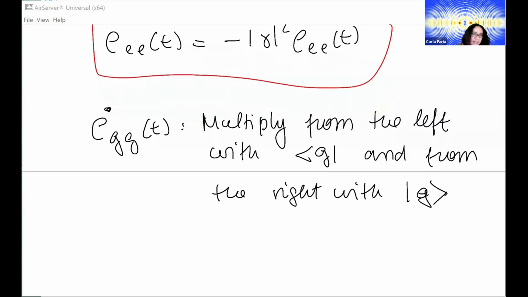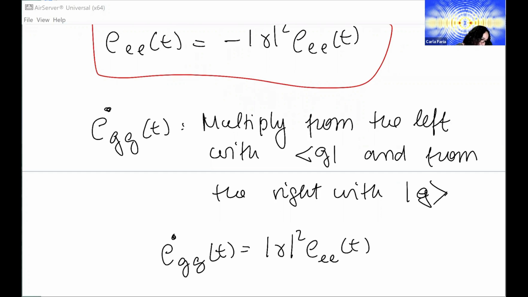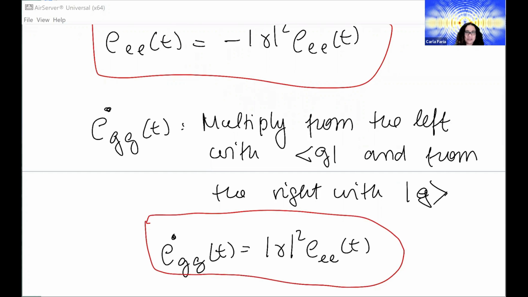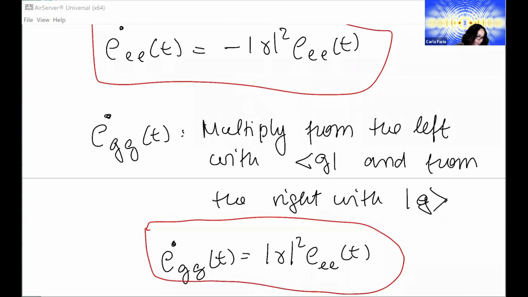And you do this on the right-hand side. On the left-hand side, I'm not going to repeat the operation here because it's pretty much the same modus operandi. And this is going to give me rho_GG dot(t) equals modulus gamma squared rho_EE(t), which is also a first order differential equation, but you see that there is some coupling now of these constants. So I want to solve this, and I can integrate this first one.